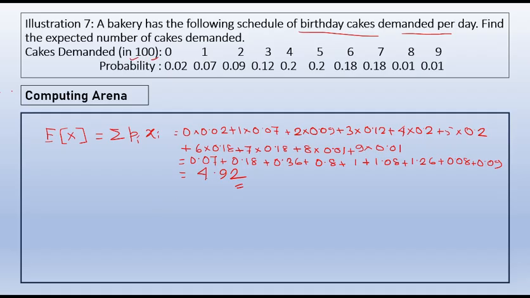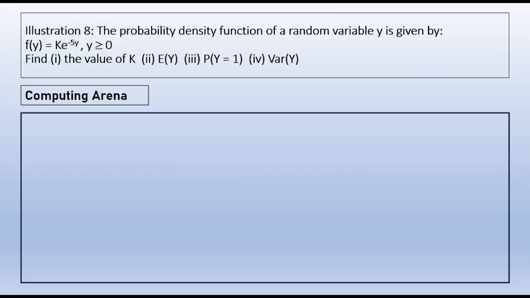Now, here this is 4.92 in terms of 100. That means if you express it in terms of exact number, then you have to multiply 4.92 into 100. That means they will get a demand of 492 cakes per day on average. So this is the average number of cakes demanded per day. We proceed to the next problem.